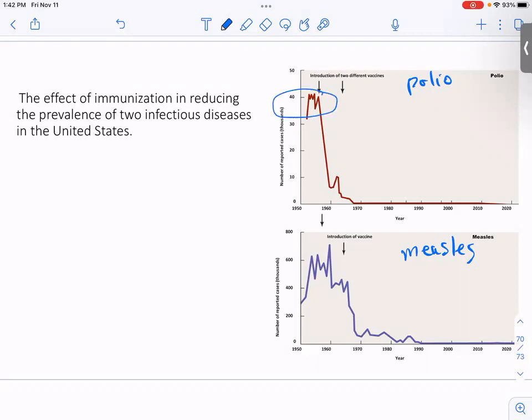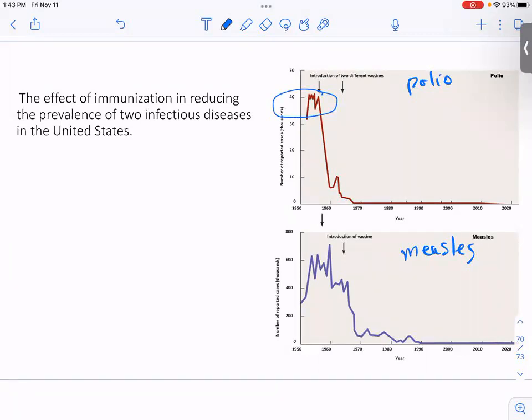We had a couple of different vaccines that came out. Now we only have wild polio in 2 countries, Pakistan and Afghanistan. So we're hoping to eradicate that totally. There's no animal reservoirs or anything like that, so we're hoping to totally eradicate it.